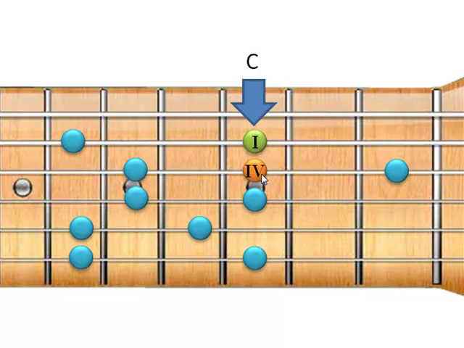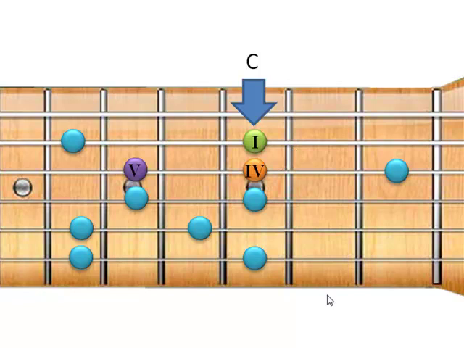The 4 note is denoted by the Roman numeral 4, and it's called the 4 note because it's the fourth note in a major scale. When this 1 note is on the low A or the low E string, the 4 note is always right below it, one string below.